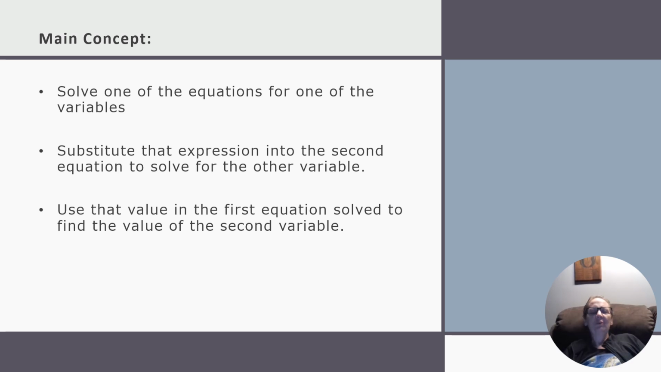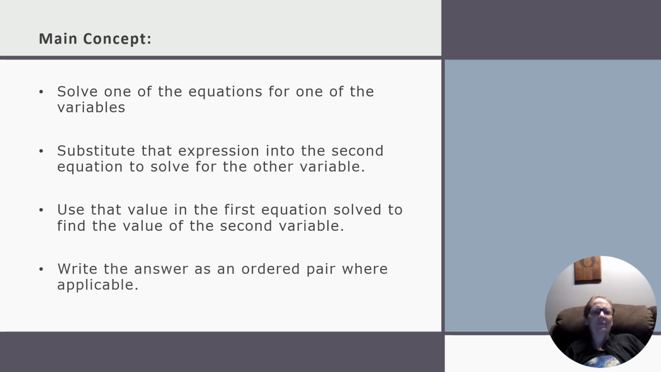Then you use the value that you find in the first equation that you solve. So you get like x equals 6 or y equals 7 to find the other variable. So you go back to the first equation that you solved, so for y or for x, and you plug that value in. And last but not least, you write the answer as an ordered pair where applicable. Basically, that's if the variables are x and y. If there's something else, then you just write what each variable is equal to. But you need to write it as an ordered pair because we're looking for where those lines cross.